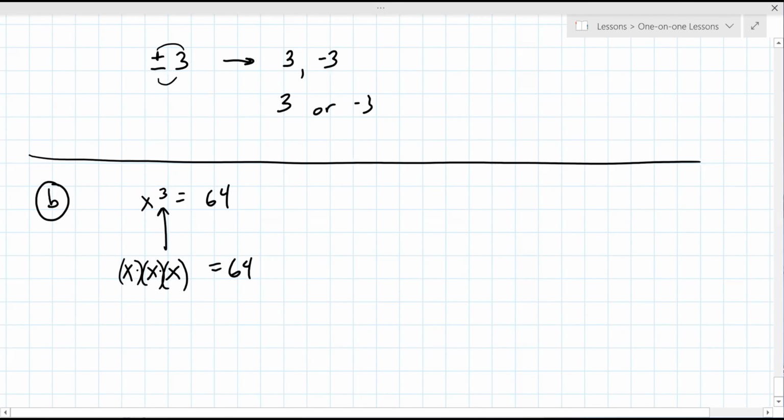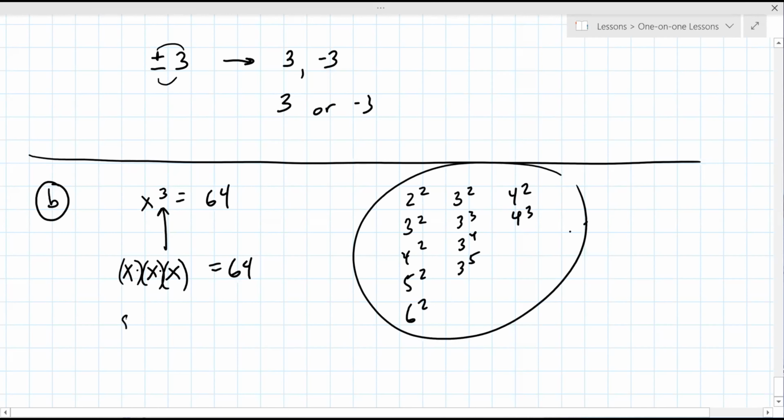So there's a list of these that you need to know. There's 2 squared, 3 squared, 4 squared, 5 squared, 6 squared, 3 cubed, 3 to the 4th, 3 to the 5th, 4 cubed, and so on. Do you know what number multiplied by itself gets you to 64? It's 8. So 8 times 8 gets you to 64, but then another 8 gets you to a much bigger number. It gets you to 512. So that's too large.